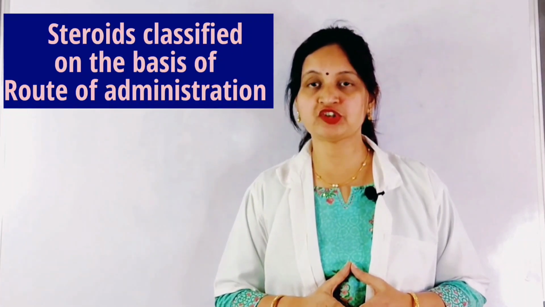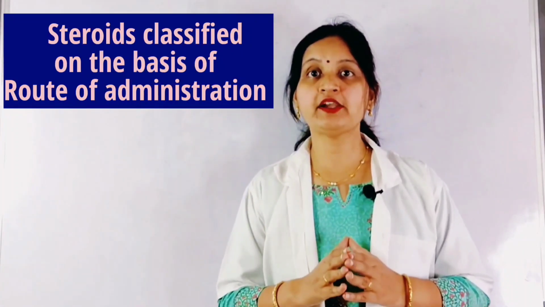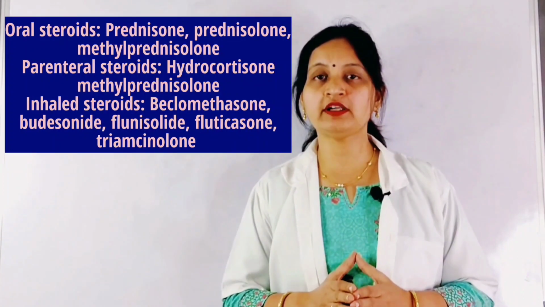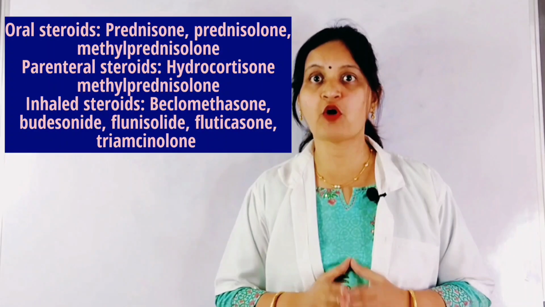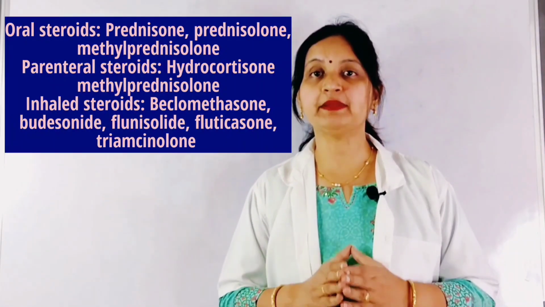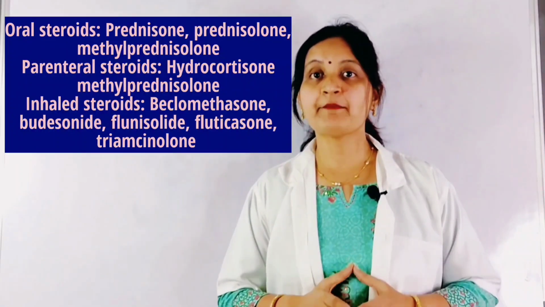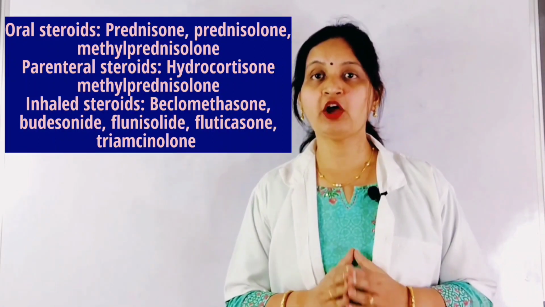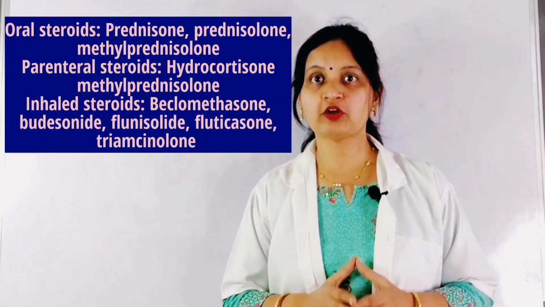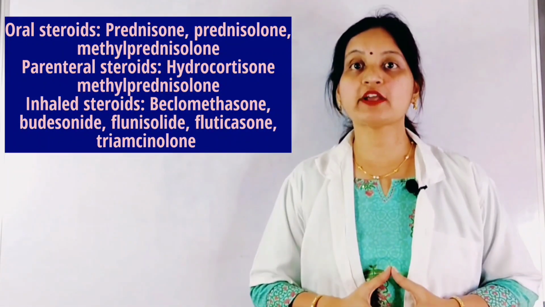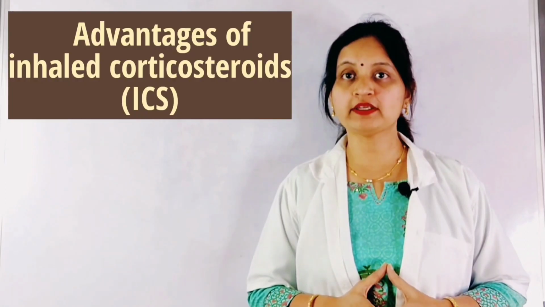The steroids can be classified based on the route of administration as oral steroids, parenteral steroids, and inhaled steroids. Prednisone, prednisolone, and methylprednisolone are examples of oral steroids. Parenteral steroids are hydrocortisone and methylprednisolone. Some of the examples of inhaled steroids are beclomethasone, budesonide, flunisolide, fluticasone, triamcinolone, and mometasone. The inhaled steroids are widely used in the management of bronchial asthma.